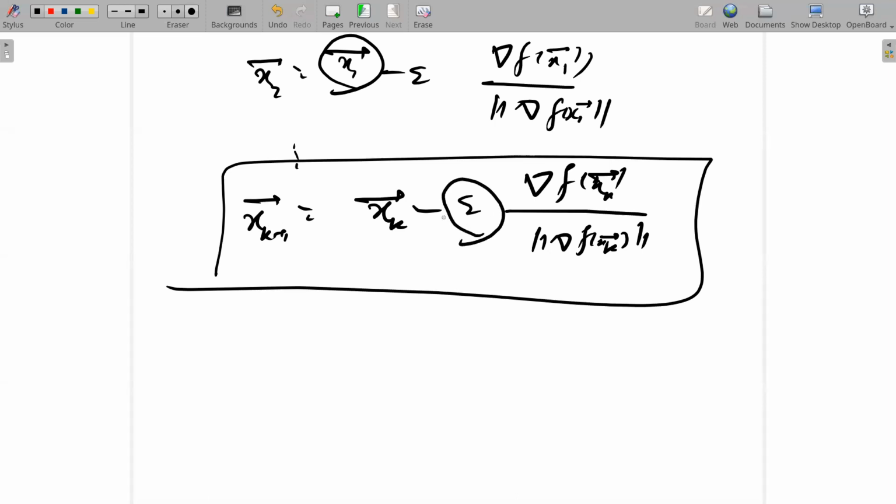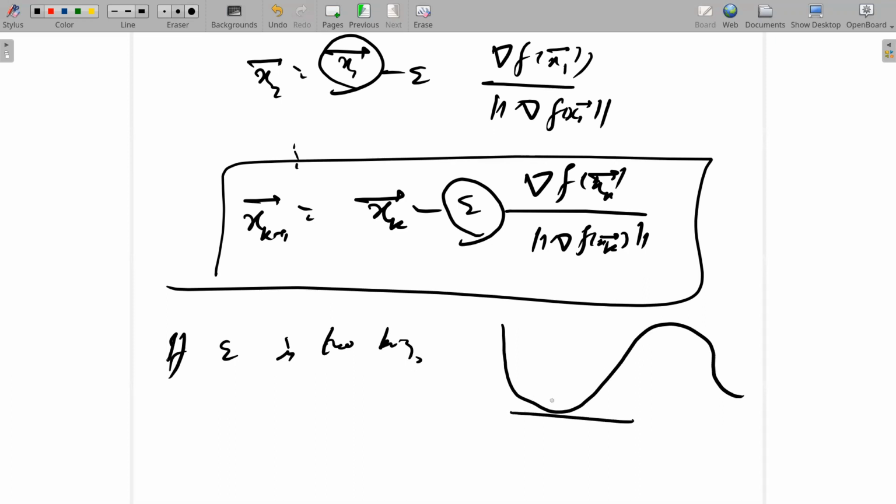If epsilon is too big, say bigger than this quantity, what might happen is you might jump over. Like you were coming down here, then your epsilon is so big that you jumped over to the next local minima. So that can happen, and you may jump to the next minima.